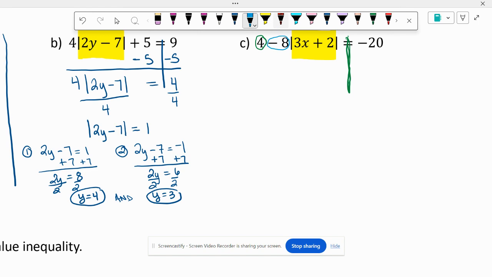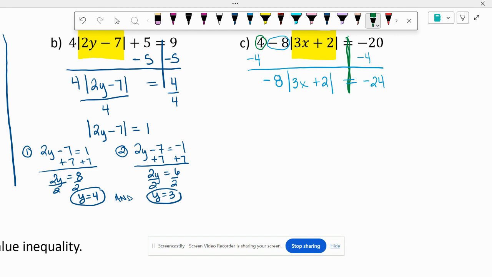It says 4 minus 8 times. So 8 is being multiplied, minus 8 times. So we're going to get rid of this 4 first. So I'm going to subtract 4 from both sides. Okay. So let's see. That gives me negative 8 times the absolute value of 3x plus 2. And that equals negative 24.